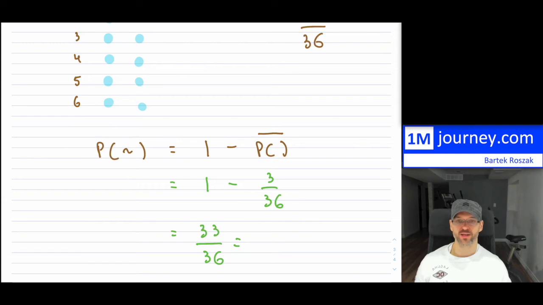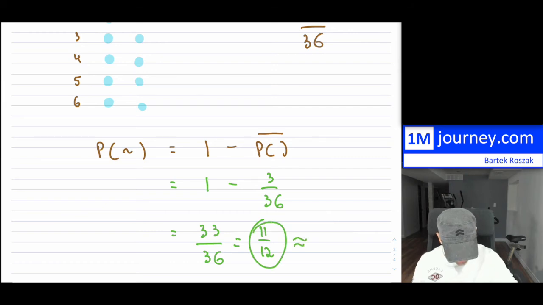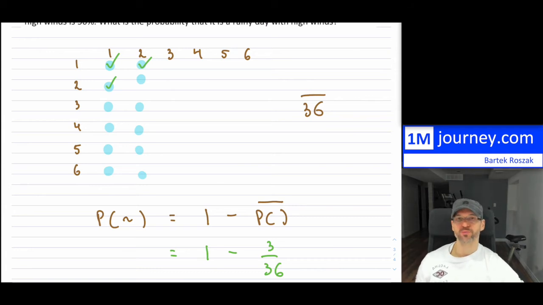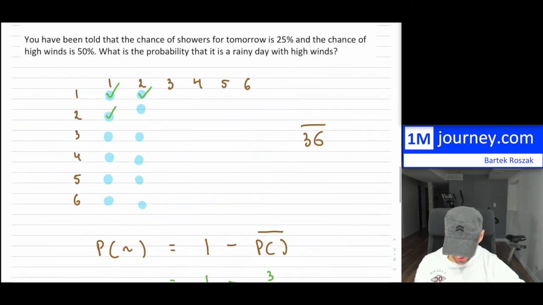Now, of course, we can reduce this. If we divide by 3, you get 11 out of 12. And then you can convert it to a percent if you wanted to. So this is using complements to find the answer. You don't have to use complements. You can count all of the ones, but that would be a lot of counting. You would get exactly the same answer. All right, the next example.